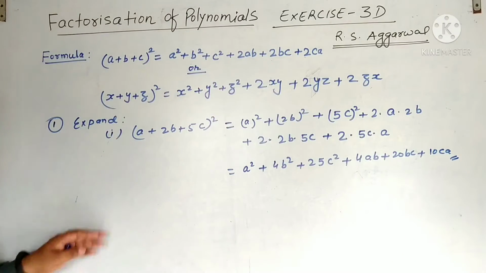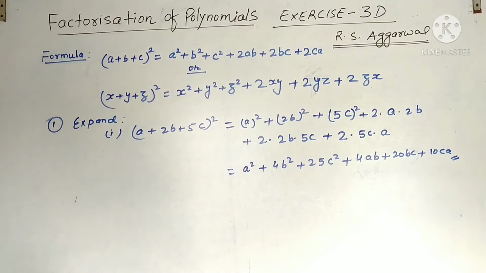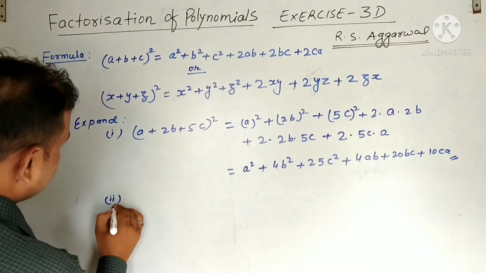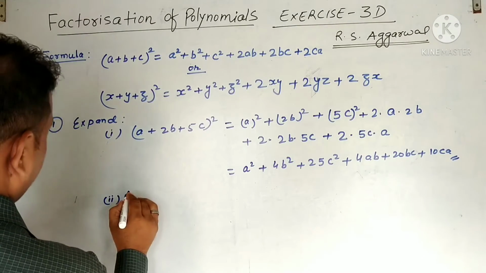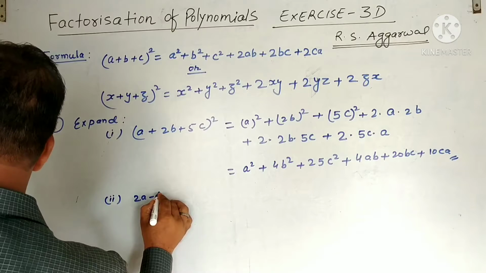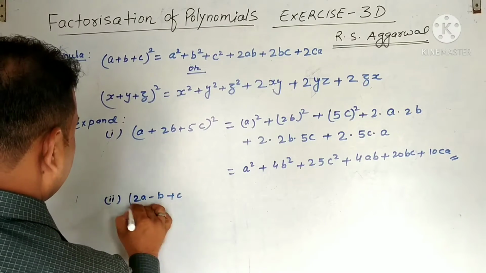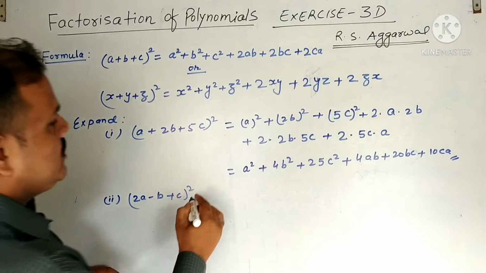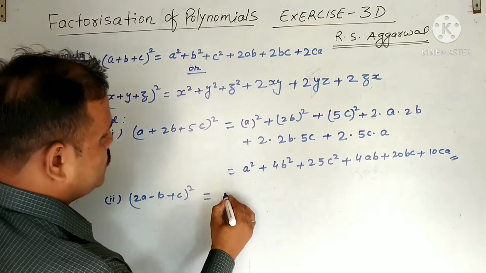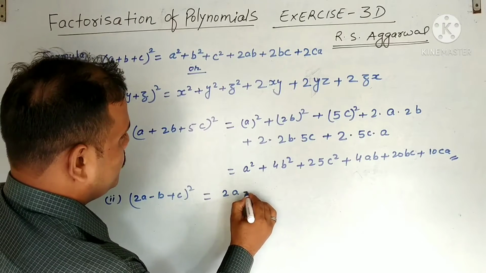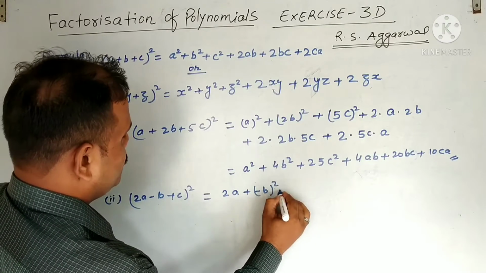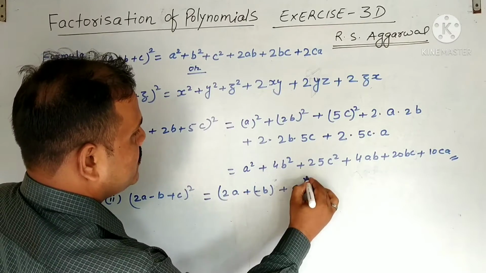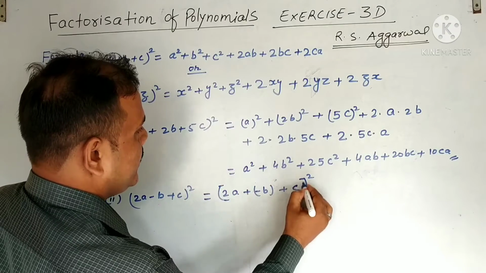Okay, this is the first question. Now I am going to solve question number 2, which is very simple: (2a minus b plus c) whole square. When such questions come, just arrange everything in terms of plus. So we can write (2a plus (minus b) plus c) whole square.